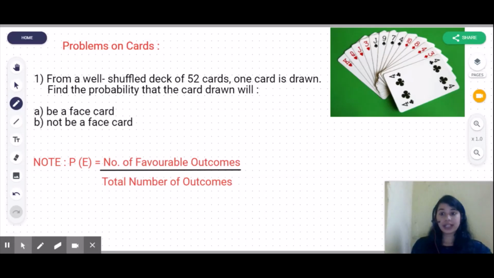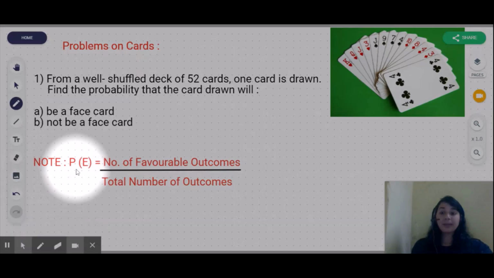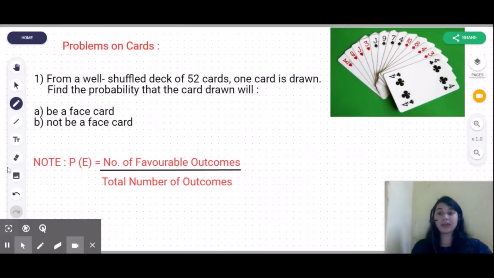Our first question is, from a well-shuffled deck of 52 cards, one card is drawn. Find the probability that the card drawn will be a face card. Now, before we actually begin with any question, we should know the formula that we are going to use for solving any question of probability. So here is the formula. P(E) means probability of any event. It is equal to number of favorable outcomes upon total number of outcomes, right? So we are going to use the same formula here.